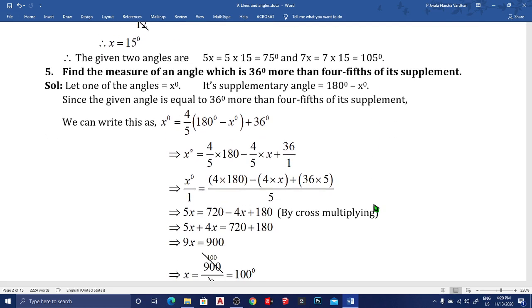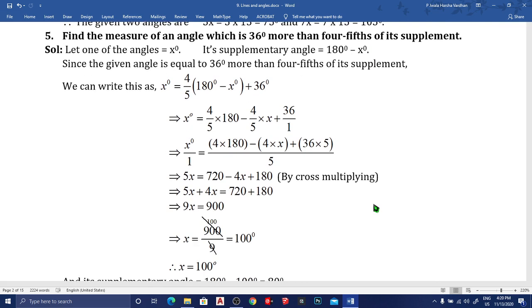Next, fifth problem. This is also decoding of the statement. Listen carefully. Find the measure of an angle which is 36 degrees more than 4/5 of its supplement. 4/5 of its supplement. Supplement of which one? Of the actual angle.